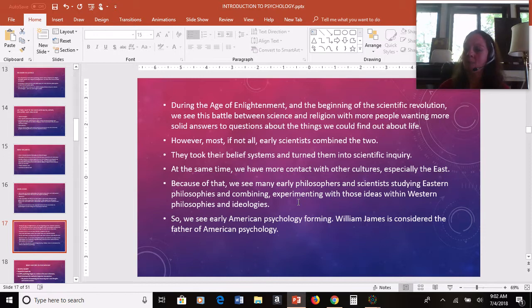And so when they got back to start writing their papers and their books and teaching about psychology, they included all those different ideas. We really see that with the father of American psychology, William James. He especially used a lot of Eastern philosophies, Buddhism specifically, in his writings, and in how he viewed consciousness and the way that we as human beings engage with the world around us.